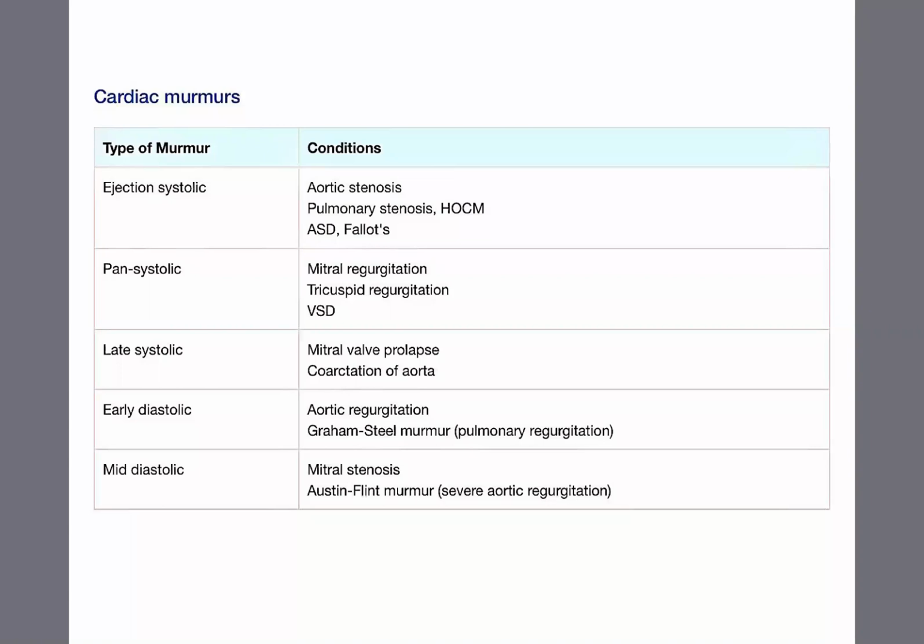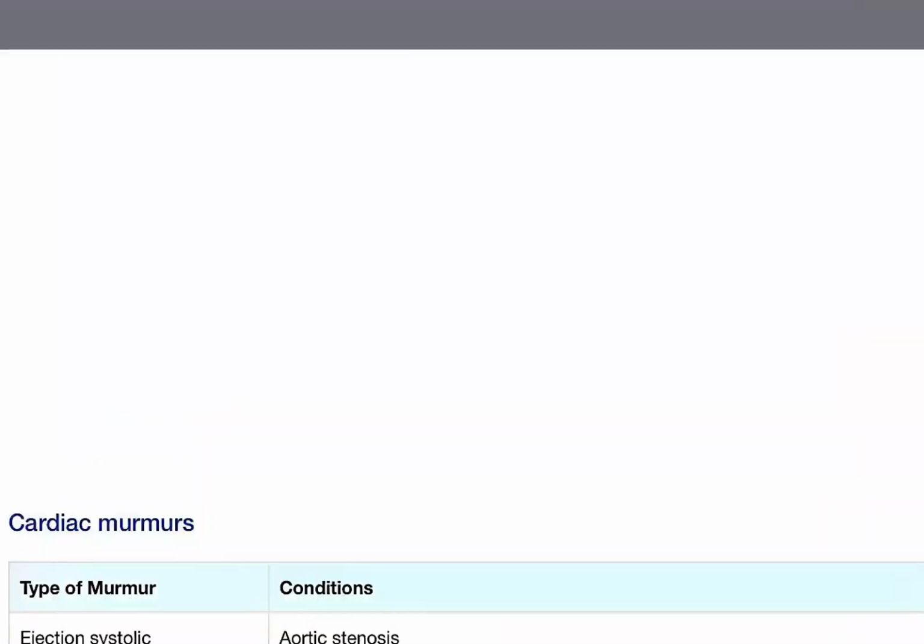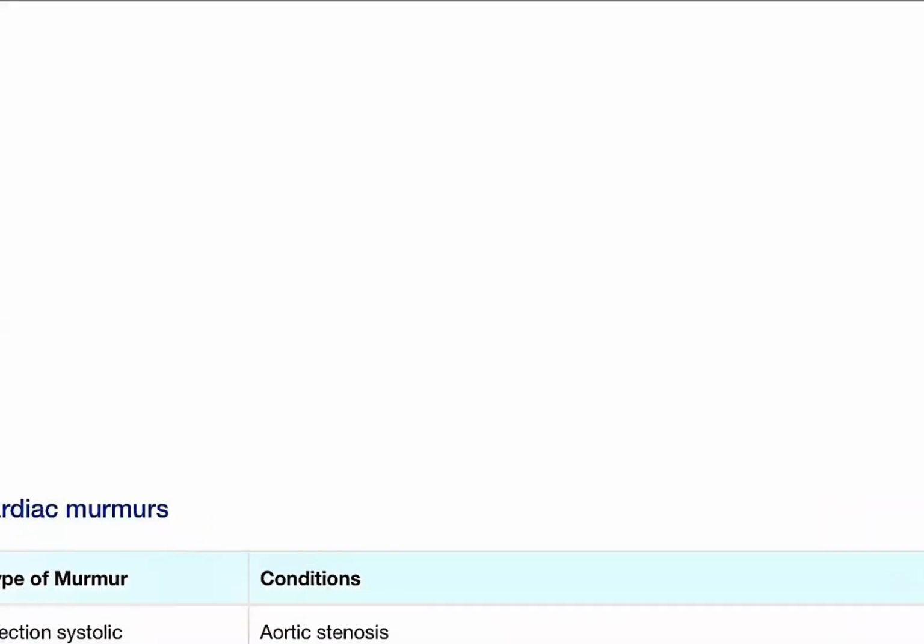Okay, Dr. Fatima wants to explain. Dr. Ajaye also. Okay, I'll make it simple again with a small diagram like this.